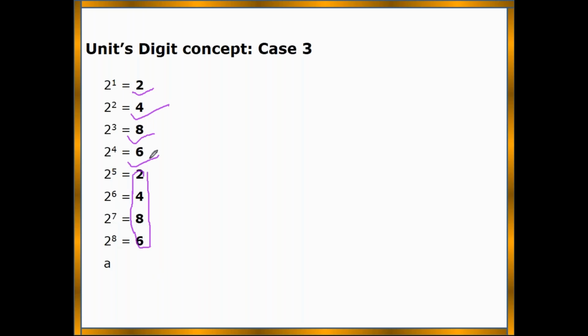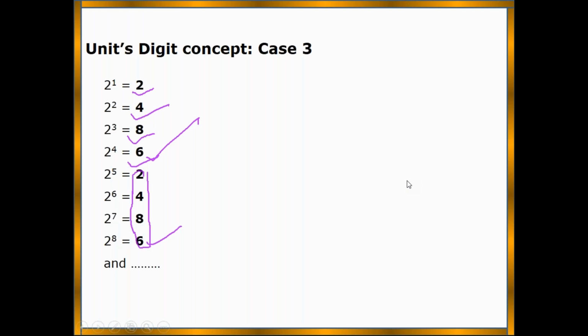Understood, all of you? So 2 power 4 ends with 6, again 2 power 8 ends with 6, 2 power 12 also 6, 2 power 16 is 6. Like that, the values are repeated for every 4 iterations.